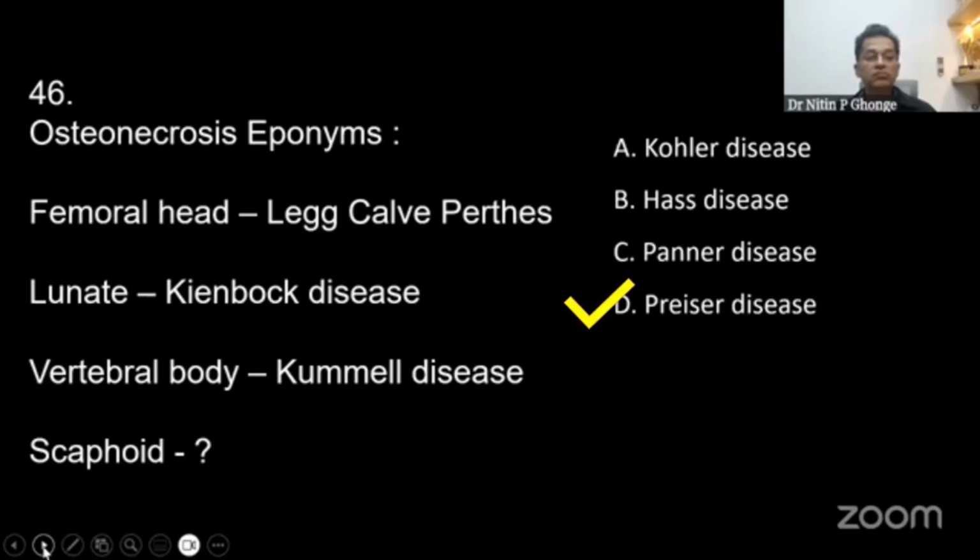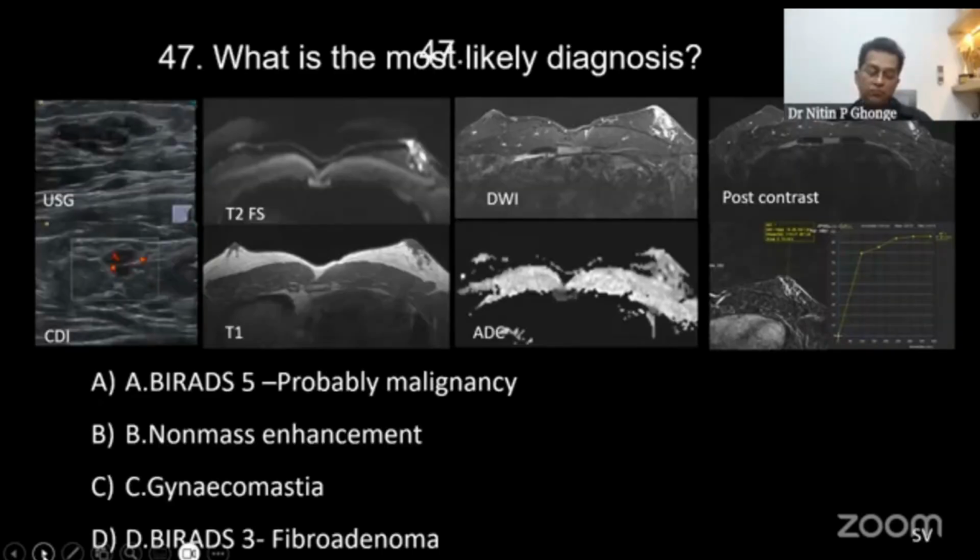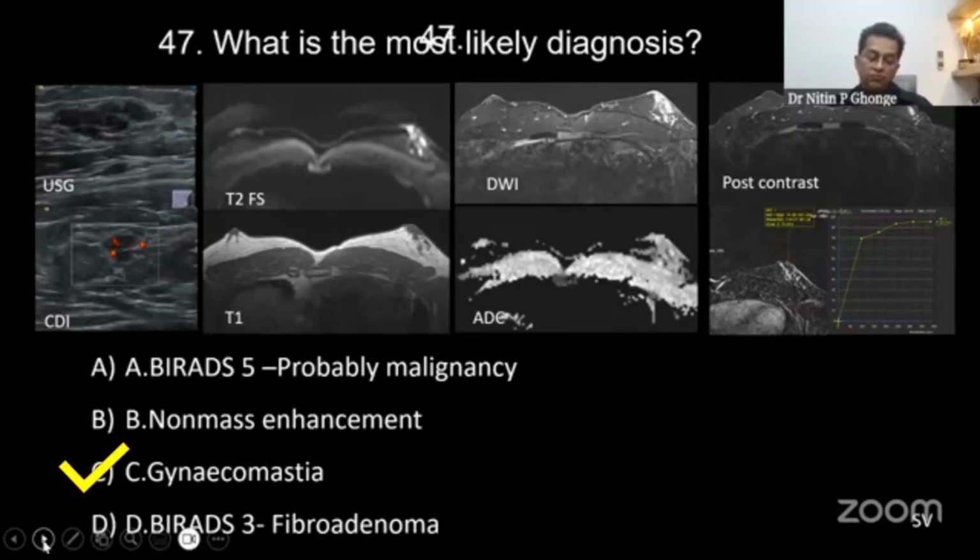Osteonecrosis of scaphoid is called Preiser disease. You can also kindly read everything about the rest of the osteonecrosis. At least 10 are there which need to be known by everyone. This is typical of dendritic type of gynecomastia bilaterally, more on the left. You can see the plateau wave after contrast, which is typical of it.